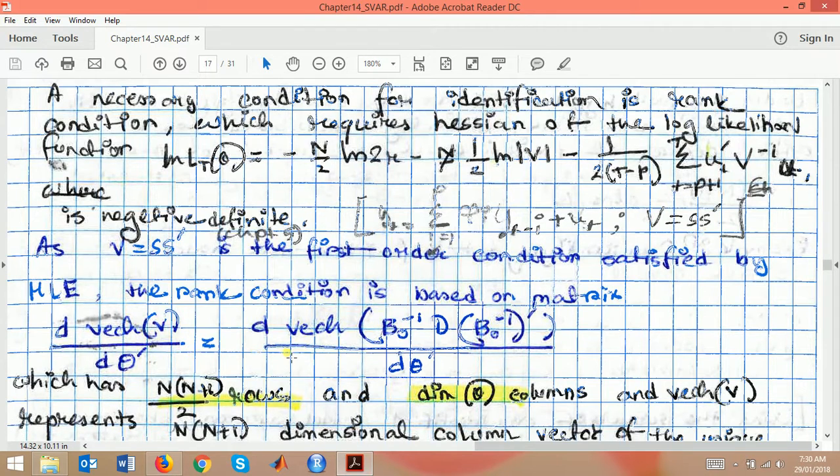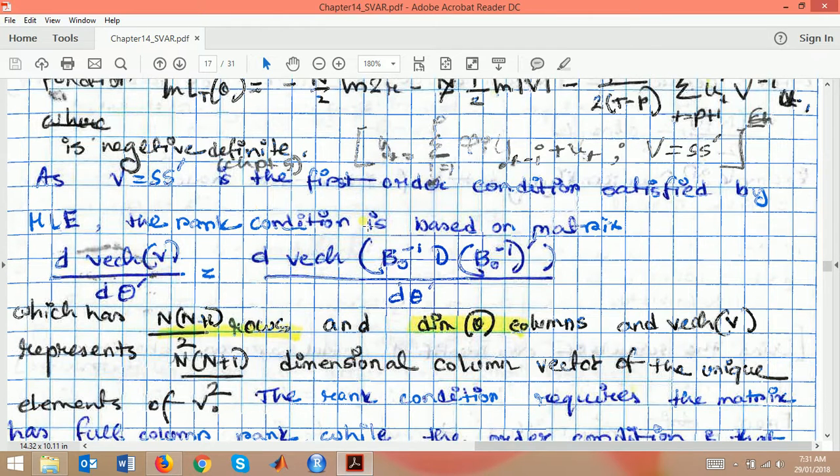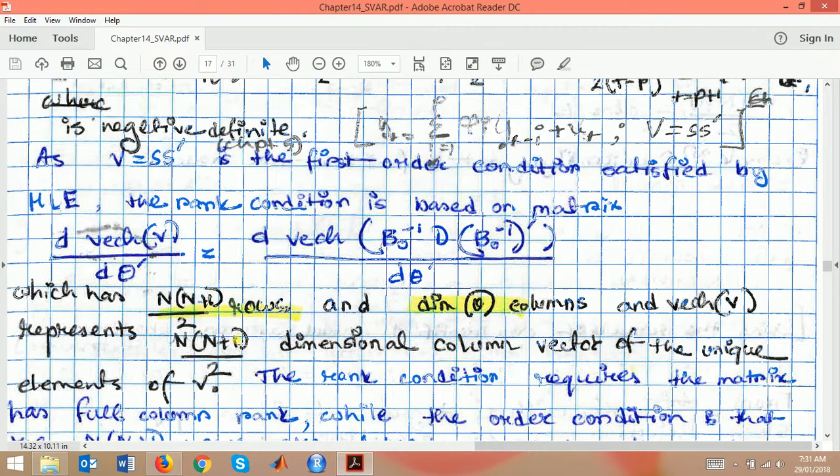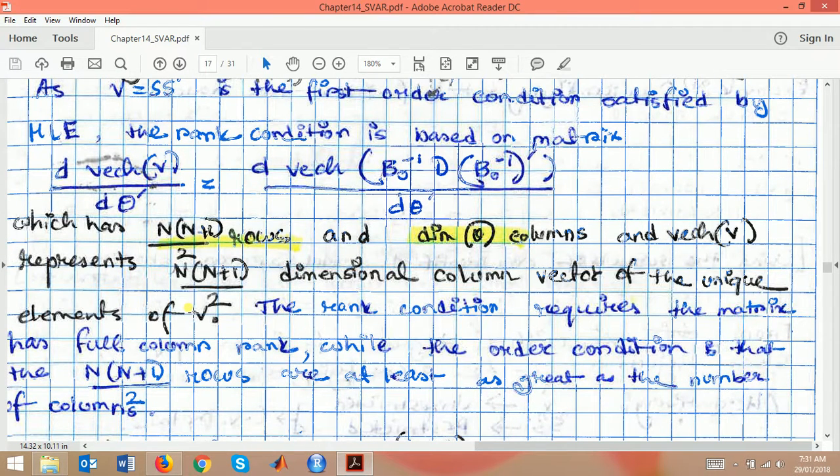So the column d vec V omega over d theta prime. So we are basically representing this equation with a lower triangular matrix. We'll see use of vec soon. So this matrix has n into n plus 1 by 2 rows and dimension theta columns, and vec V represents n into n plus 1 by 2 dimensional column vectors of the unique elements of omega square.